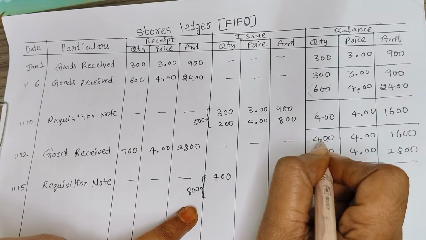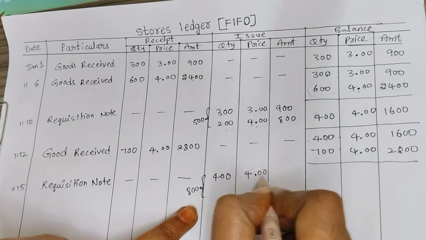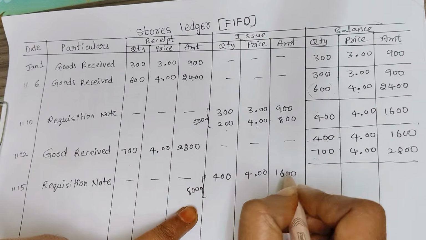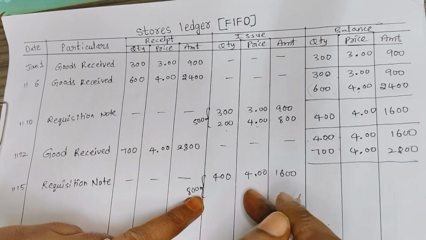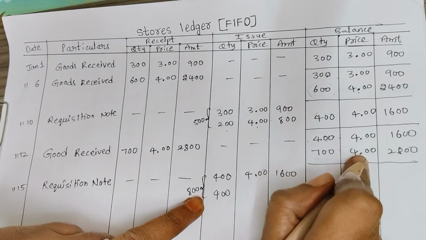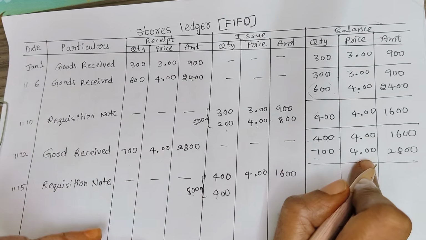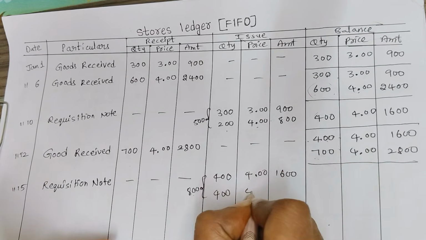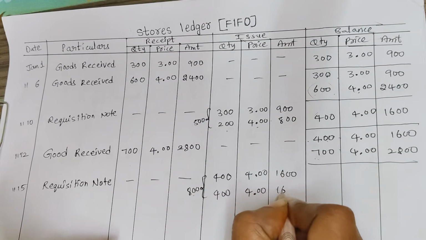First this came into the store, so first this should be issued. So 400 into 4, 1600, and out of 800, 400 issued from the store. Remaining how much you required? Remaining 400. That is from 700 we are taking. What rate? 4 rupees. Whatever cost 700 has, that price we take into the calculation. So 4 rupees each. 400 into 4, 1600.